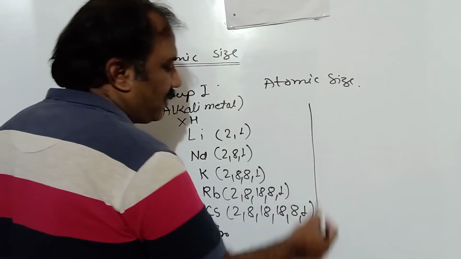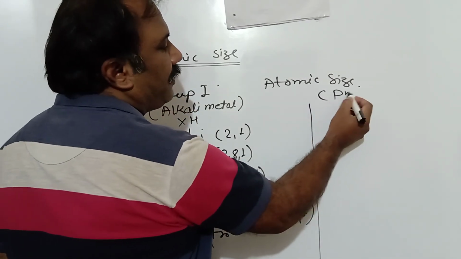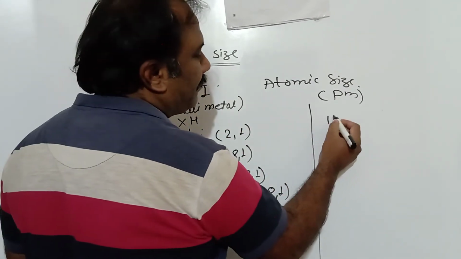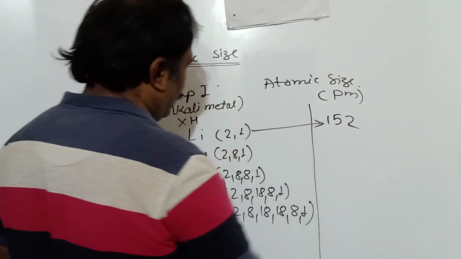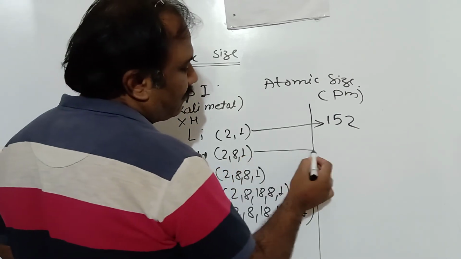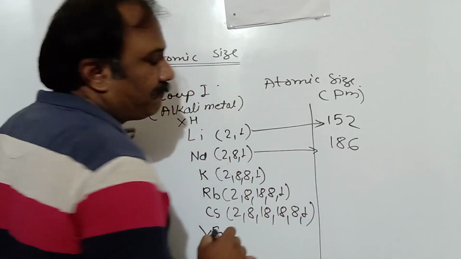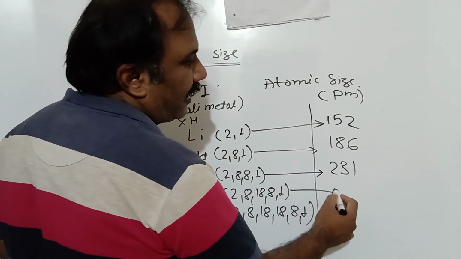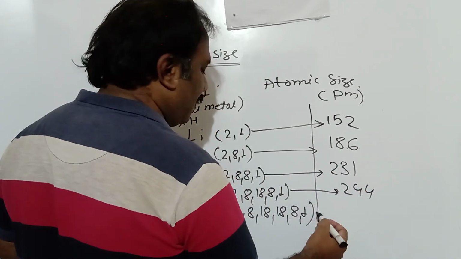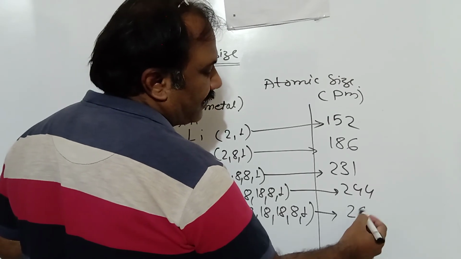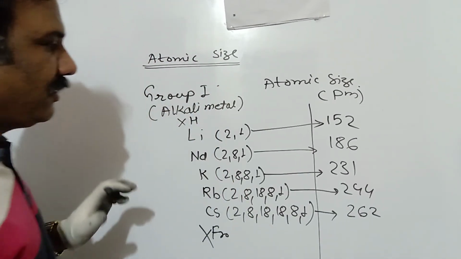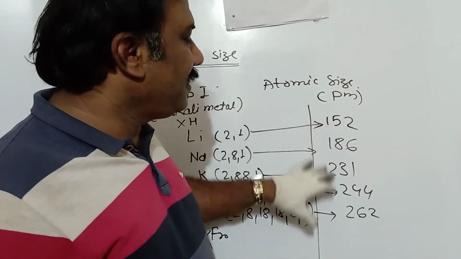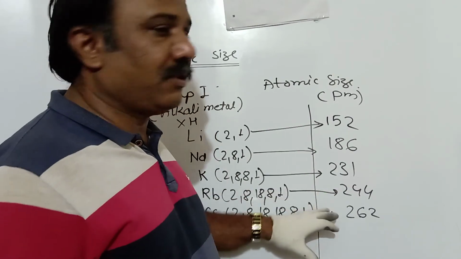Now what is the atomic size in picometer? What is the atomic size of lithium? It is 152. Then sodium, the atomic size of sodium is 186 picometer. Then potassium is 231 picometer. And then rubidium is 244 picometer. And cesium has atomic size 262. So you can see that the atomic size is increasing as we move from top to bottom.